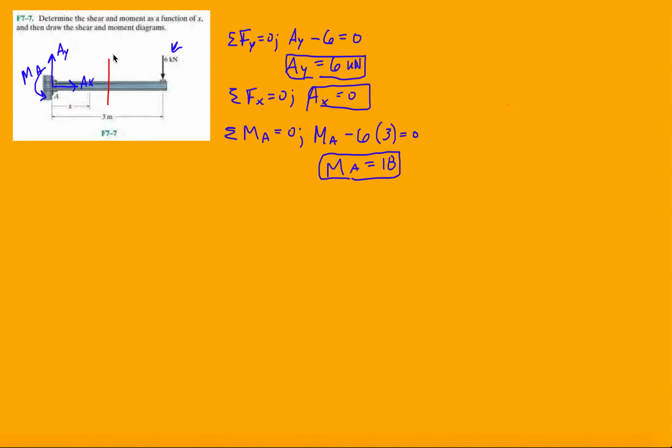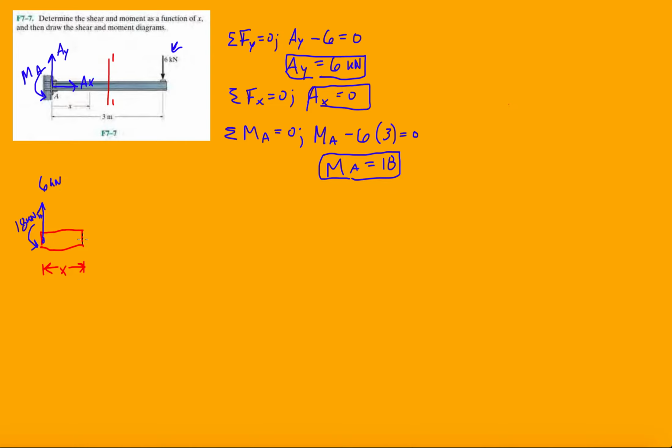Okay, so let's cut 1-1. And then what you're going to have is a little tiny beam portion like this big, of size x. Let's switch colors here. So here's point A. At point A I have Ay at 6, and Ax is 0, so I'm not even going to draw it. And then I have a counterclockwise moment here of 18 kilonewton meters.